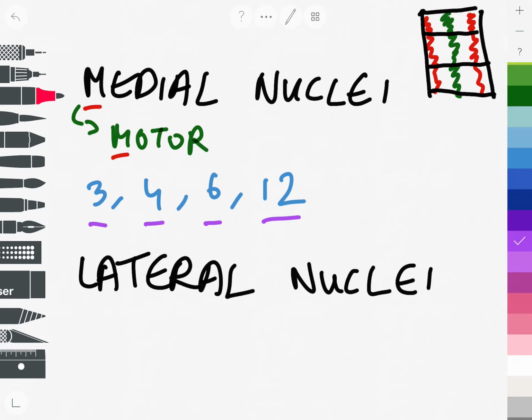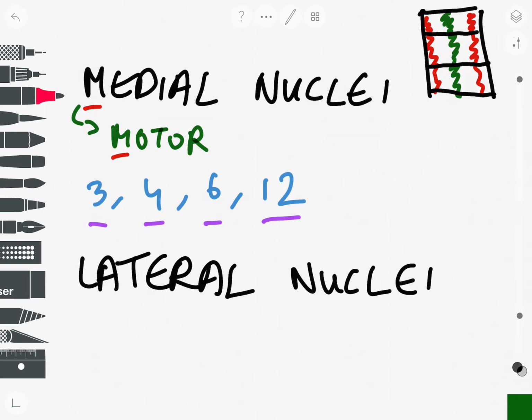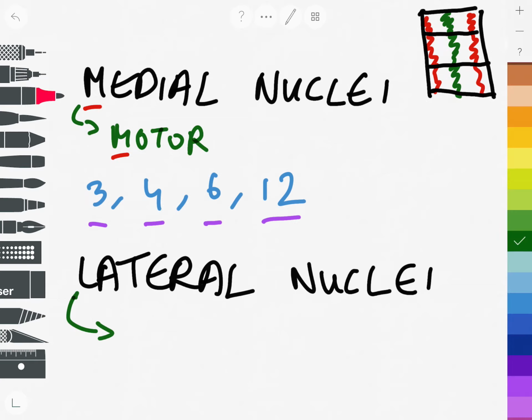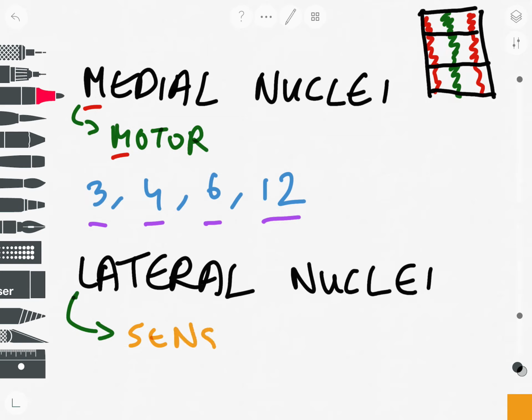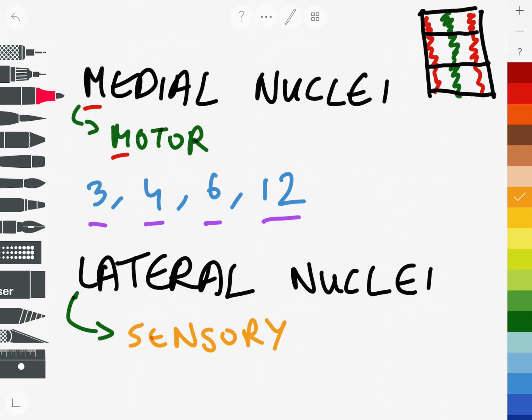So now, by the process of elimination, what you're left with are the rest of them. So if you look at the lateral ones, now if you've already covered the motor nuclei, then these will be the sensory ones. And what I like to do is to fill in the blanks after having listed out my motor nuclei.